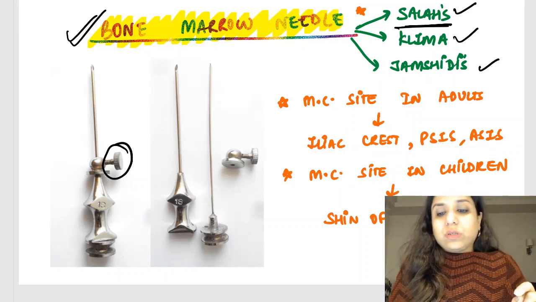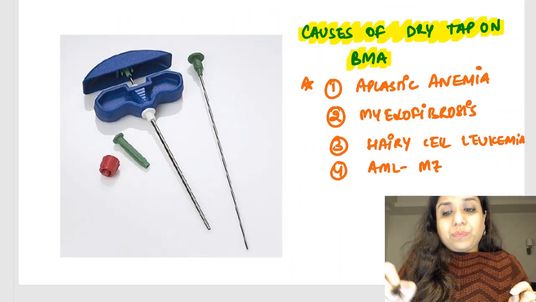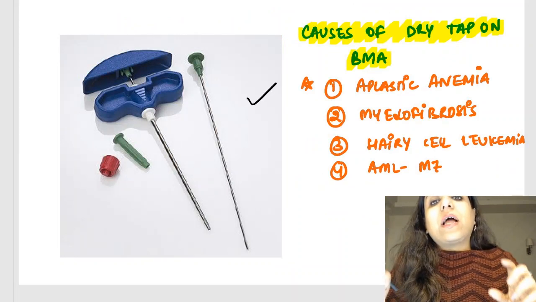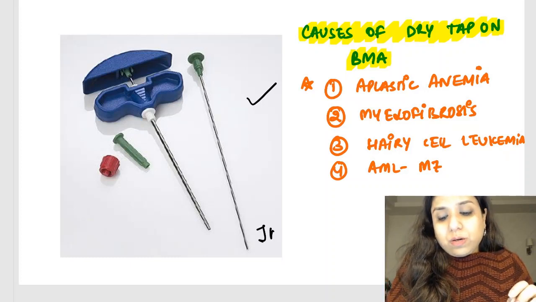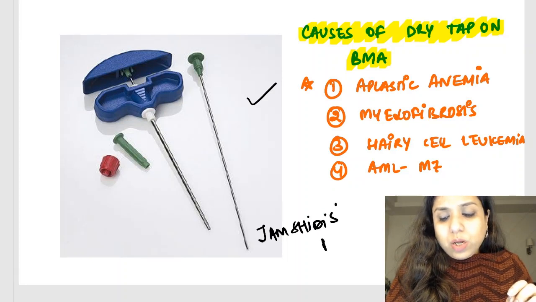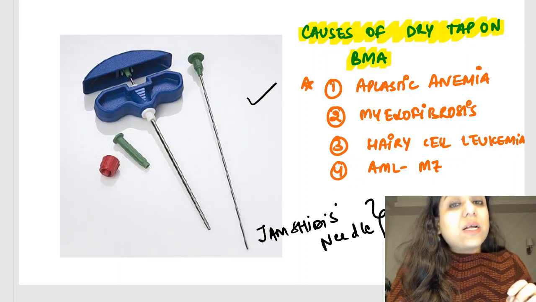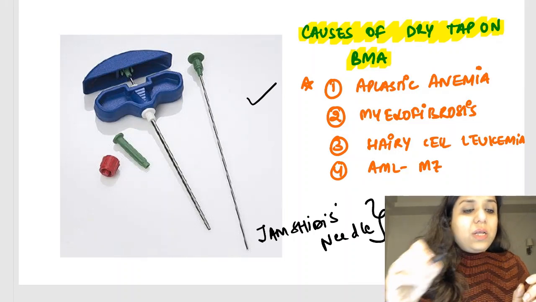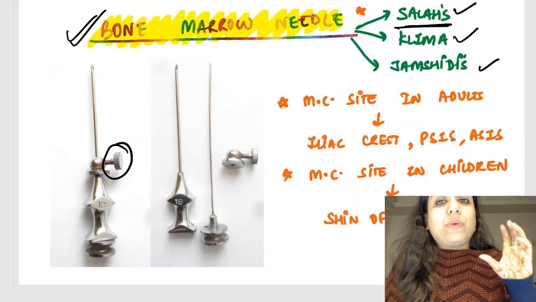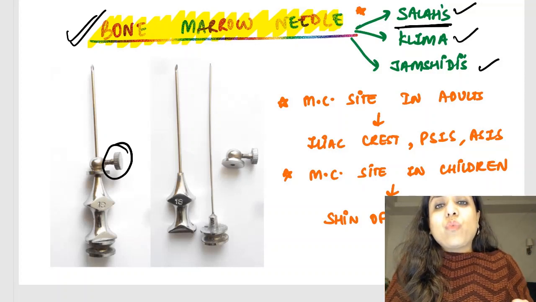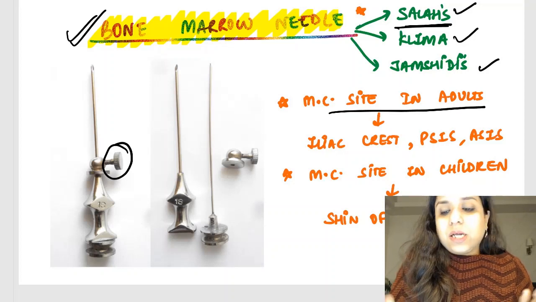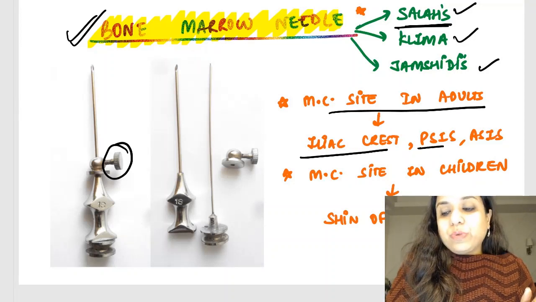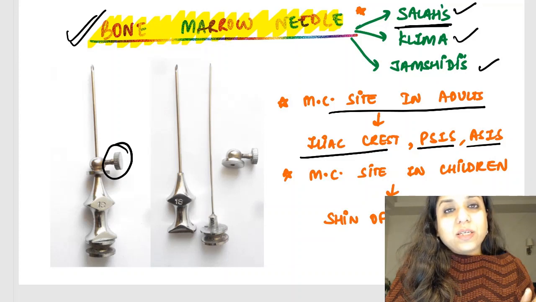In contrast, students, here I am showing you another needle. This needle can be used for bone marrow aspirate as well as biopsy. This is usually the Jamshidi needle, right? So Salah's with a side screw, Jamshidi needle does not have a side screw, correct? Now, the other questions which can be asked from the bone marrow examination, the picture of needle can be asked. What is the most common site in adults? The answer is iliac crest or posterior superior iliac spine or anterior superior iliac spine.